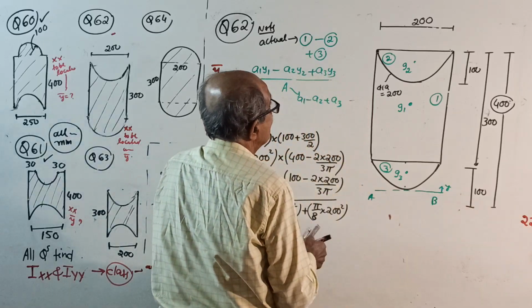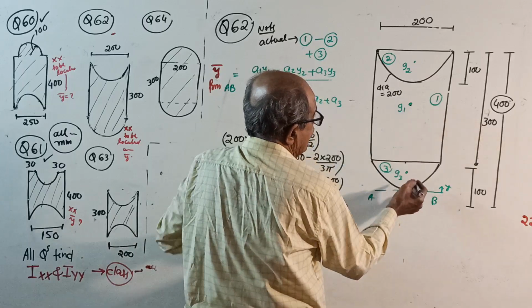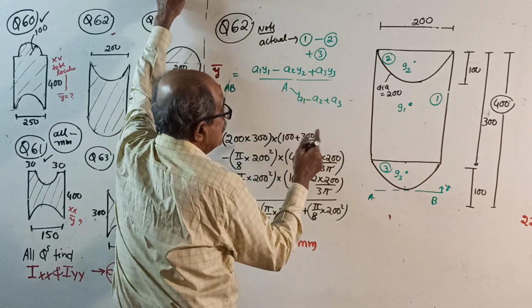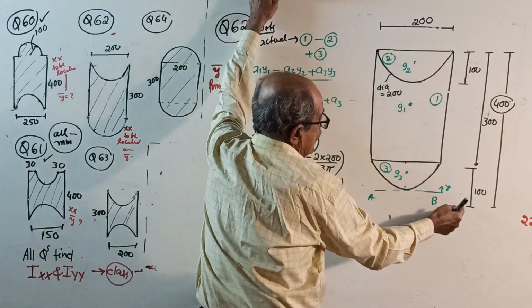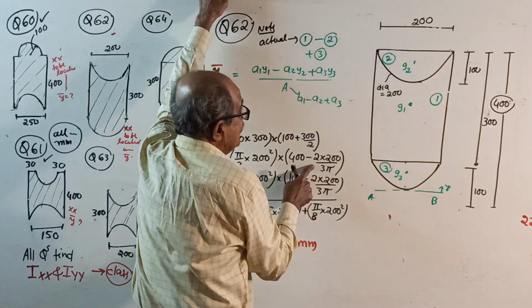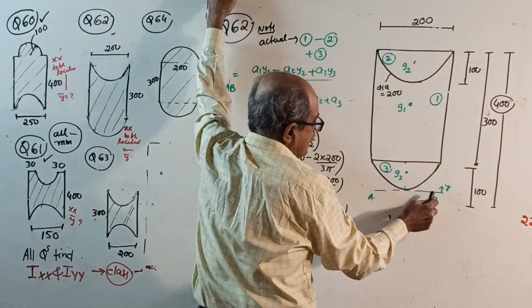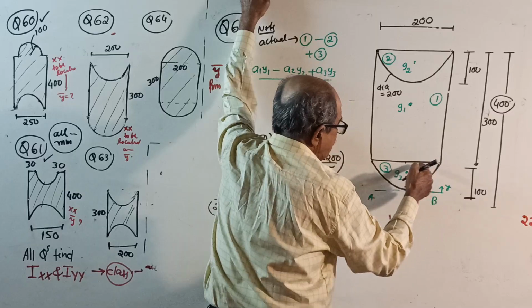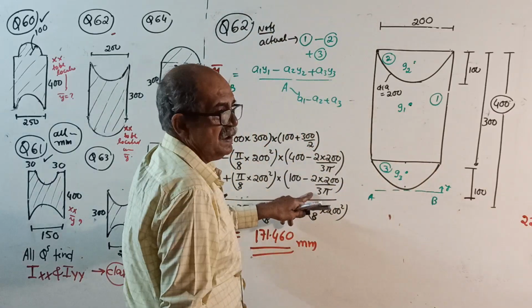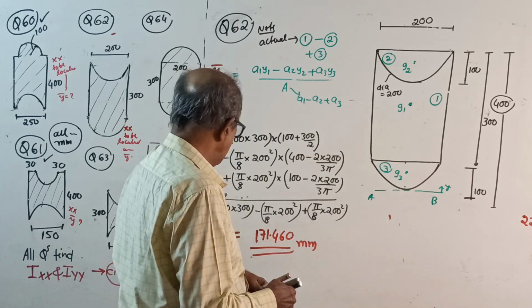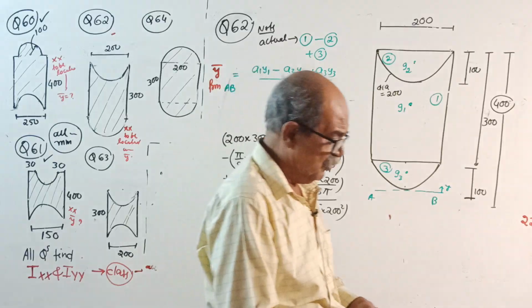So see here, A1 into Y1, 100 plus 300 by 2. A2 into Y2, 400 minus 2d by 3 pi. A3 into Y3, 100 is up to here actually, 100 minus 2d by 3 pi. Divide by A1 minus A2 plus A3, and Y bar will come 171.460.